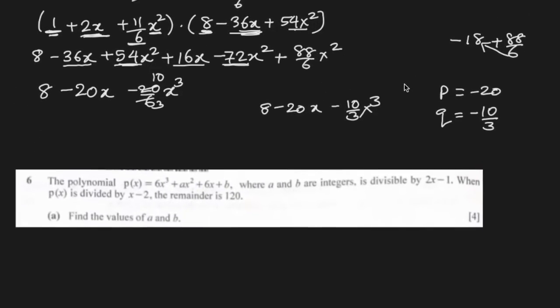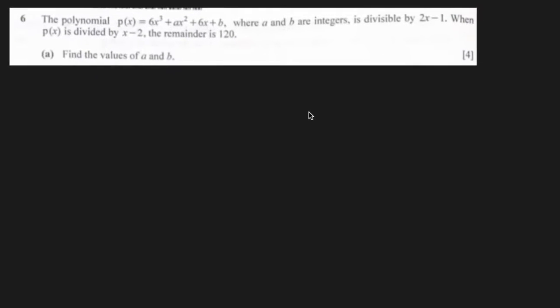All right, question number 6 is coming up here. The polynomial P(x) is given, where a and b are integers. It is divisible by 2x minus 1. That means there is no remainder when divided by 2x minus 1. When P(x) is divided by the other factor, the remainder is 120. Very repetitive and common question. Find the values of a and b.